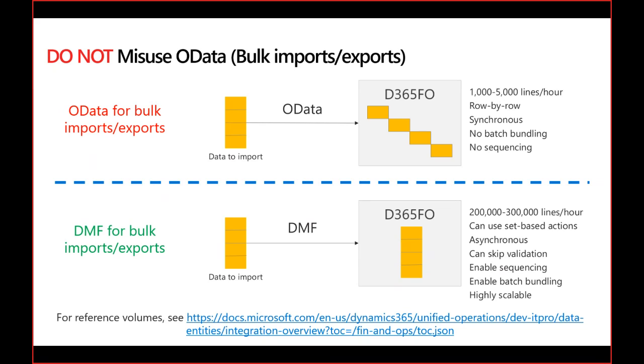The other at the bottom is DMF, where you can go to much larger volumes, as an estimate here, 200,000-300,000 lines per hour, of course, depending on the workload, how you designed your entities, if you use parallelism, if you use set-based operations, this can be really highly scalable.